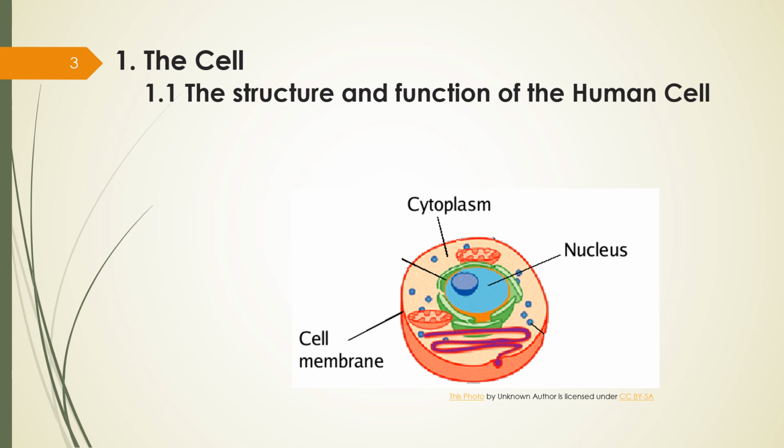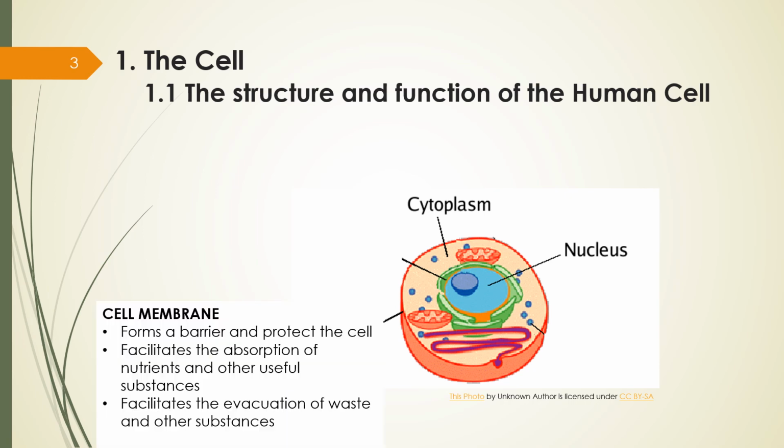Now, what are the functions of each part of the cell? Starting from the cell membrane. What are the functions of the cell membrane? Yeah, so it protects and forms a barrier on the cell, so it protects everything from going inside or going out. So it's like a door from where the substances come in and go out.